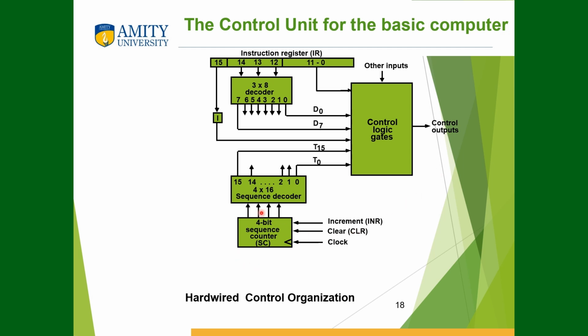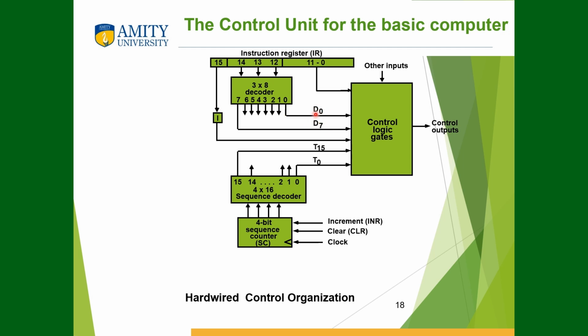We have a 4-bit sequence counter, and it has the features of increment, clearing, and a clock. We have two decoders in this. The first decoder is used for transferring the opcode. Since we have 3 bits for the opcode, there are 8 possible combinations. Hence we use a 3:8 decoder that will give us the outputs from D0 to D7.